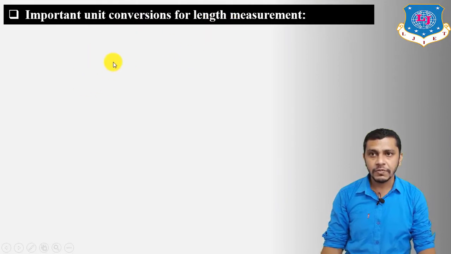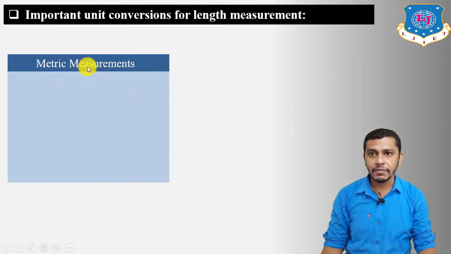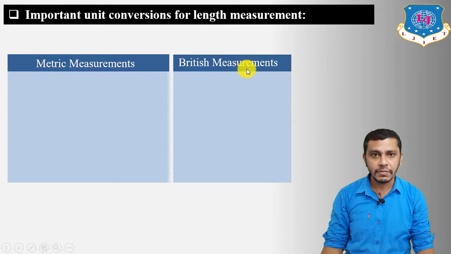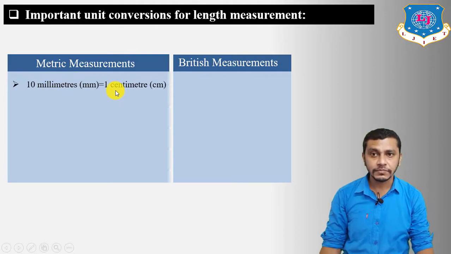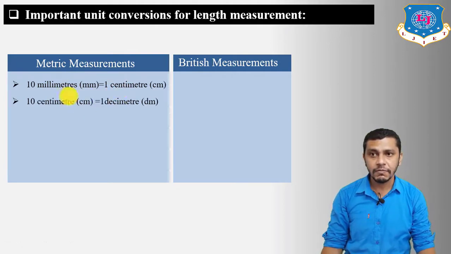So we have two types of unit conversions. One is metric measurement units and the second is British measurement units. Let us see some metric measurements first. For example, 10 millimeter is equal to 1 centimeter. So what about 10 centimeter? 10 centimeter will be equal to 1 decimeter.